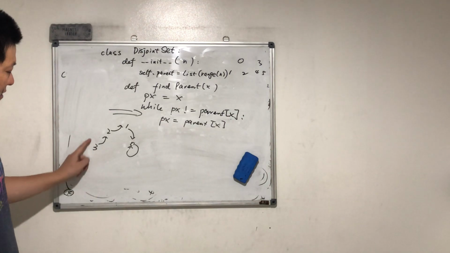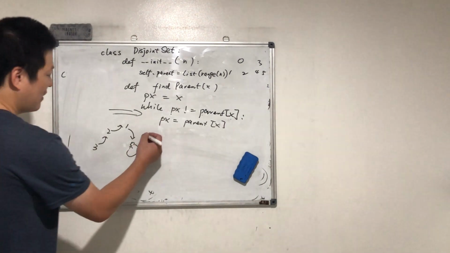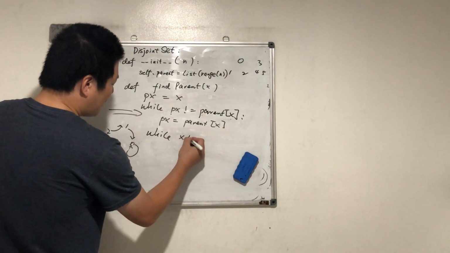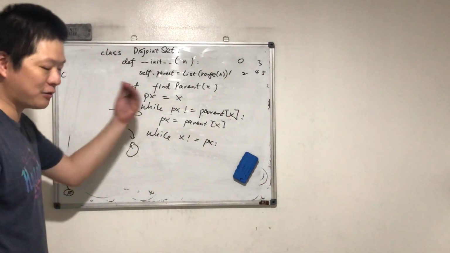It is 1, 0. Come on. Yeah. I want to find a group. Yeah. That looks like a fat potato. Yeah. So why x not equals to px? Why x is not equals to px? I want to compress the root.